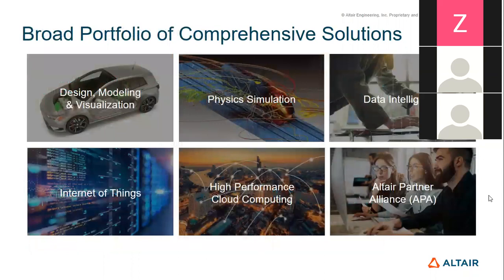So basically, this shows you the complete overview of Altair. If I talk about design, modeling and visualization, it means doing the pre-processing, meshing, setting up boundary conditions, doing some CAD editing, and visualizing results. All these things can be done with the help of this bunch of tools under design, modeling and visualization. If I talk about physics simulation, Altair has a very long list of solvers: multi-body dynamics, CFD solutions, manufacturing solutions, and structural analysis, implicit, explicit, and fatigue analysis. But now Altair has also come into data analytics, Internet of Things, HPC, and partner alliance as well.